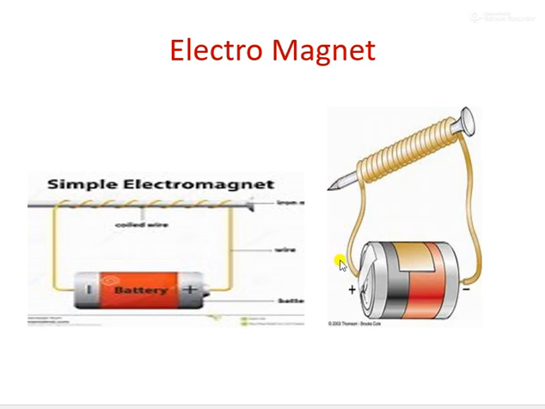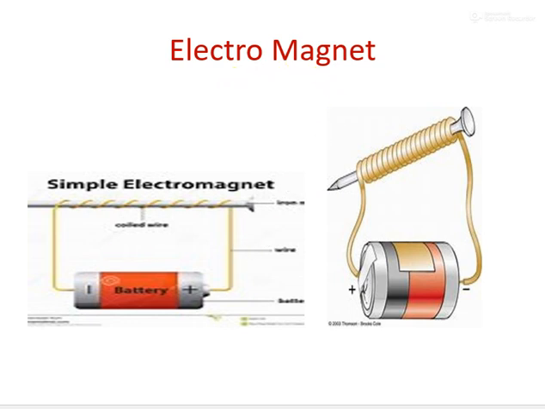Is that clear, everyone? That means when current is there, it can behave like a magnet and it attracts magnetic substances towards itself. That is called an electromagnet. What is called an electromagnet? Because of electricity, the particular object gets the property of magnetism. That's why it is called an electromagnet.